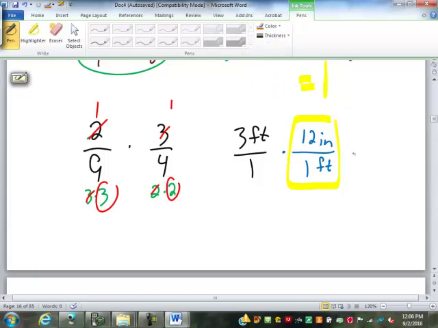So what's happening here, we can cross-cancel not just numbers, but units. We can cross-cancel the feet. So it's 3 times 12 inches is 36 inches. 1 times 1 is 1. So 3 feet becomes 36 inches. That's one of our methods, the one that we're going to use the most for converting measurements.